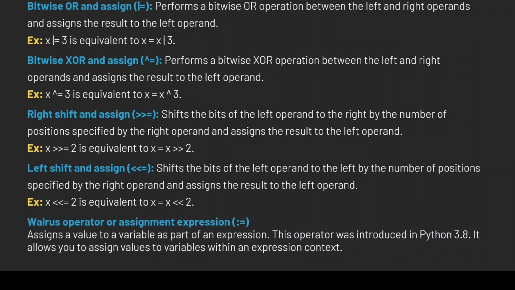Last is the walrus operator, or assignment expression. This operator assigns a value to a variable as part of an expression. This operator was introduced in Python 3.8. It allows you to assign a value to a variable within an expression context.